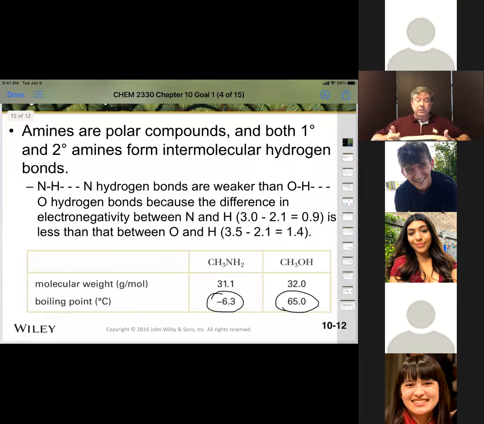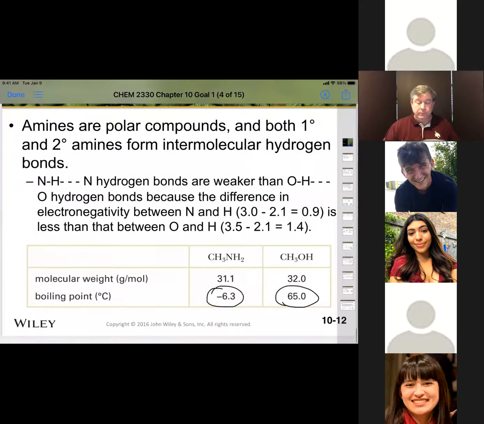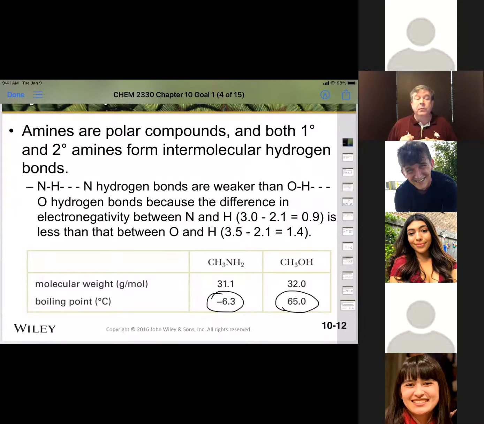All right, questions on our goal number 1? So, nomenclature: 4 different classes plus 3 different types, primary, secondary, and tertiary.